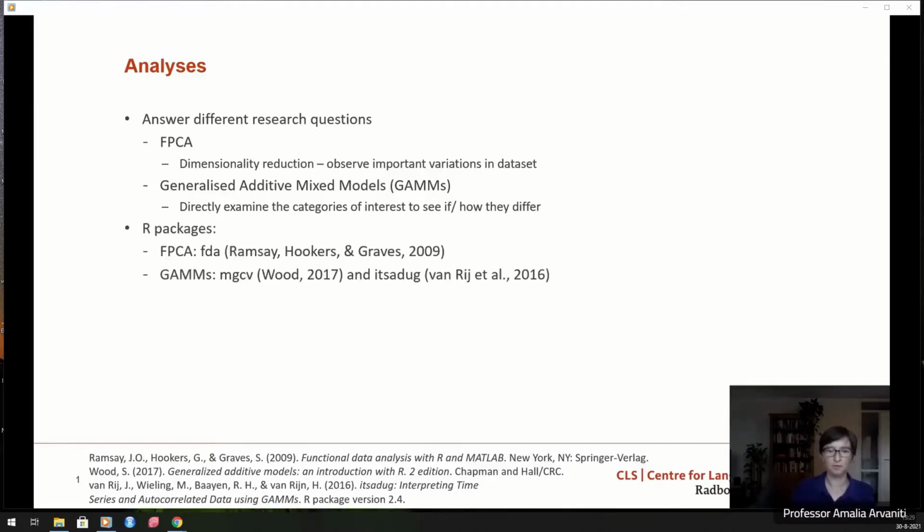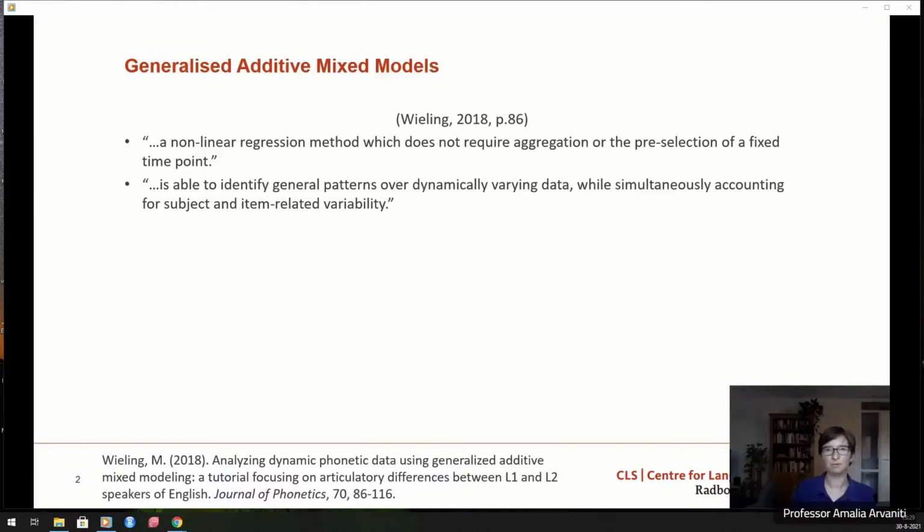Okay, so here are the packages that we used with both of these, and now we will briefly look into GAMs. As a brief introduction to generalized additive mixed models, or GAMs, I want to mention that this is another statistical analysis used for dynamic data, which allows for modeling of non-linear effects. Which is good for our research because we can look at curves.